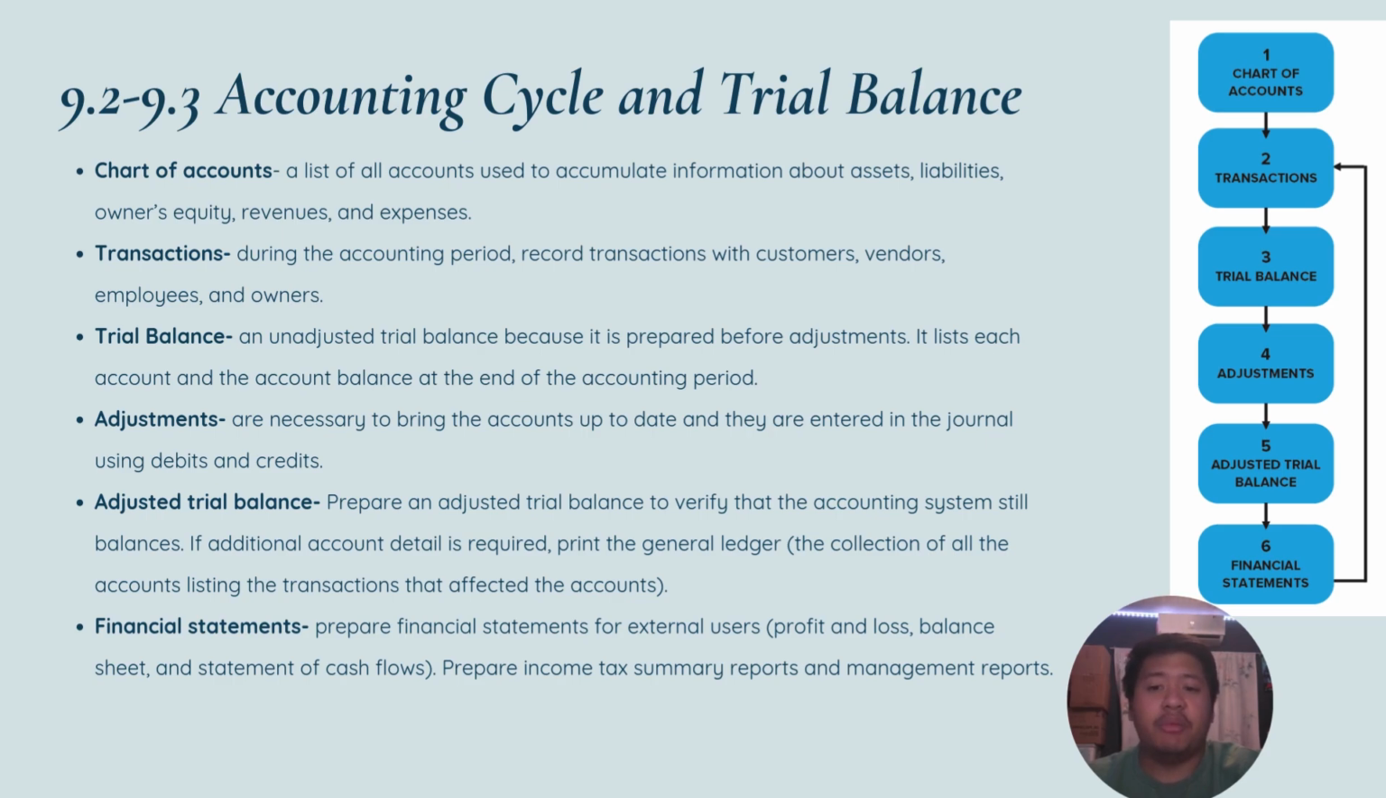Now, after the trial balance is prepared, adjustments are needed. These adjustments bring the accounts up to date, ensuring accuracy in financial reporting, and adjustments are entered in the journal using debits and credits. And once the adjustments are made, the adjusted trial balance is prepared. This ensures that the accounting system still balances after the changes, and if more detail is required, the general ledger is printed, listing all the transactions that have affected the accounts.